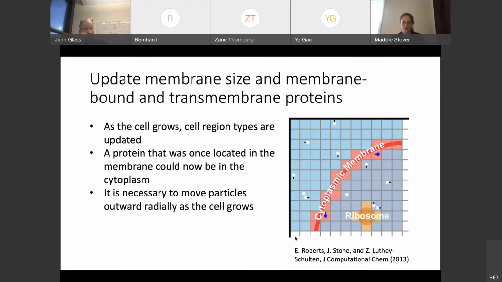As the cell grows, we have to update these cell region types that I discussed earlier. The membrane will have to move out spherically by 1 lattice site. If you can imagine a membrane protein like these particles in blue, as the membrane moves out, these particles will now be located in the wrong cell region, for example, the cytoplasm here. So it's necessary to move particles outward radially as the cell grows.